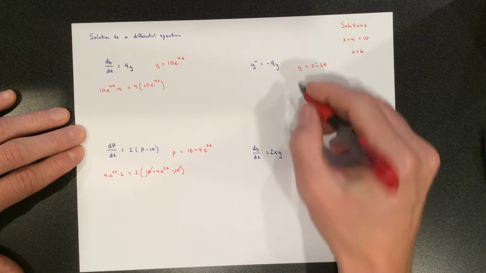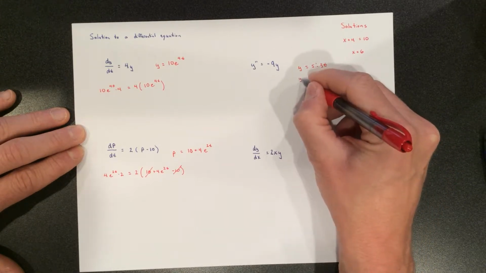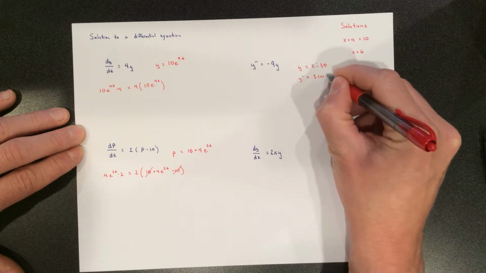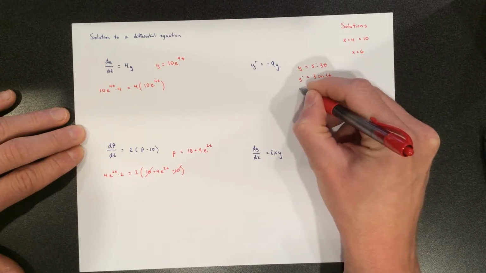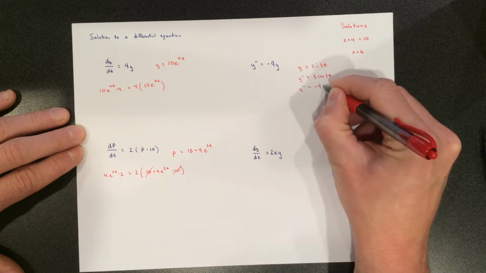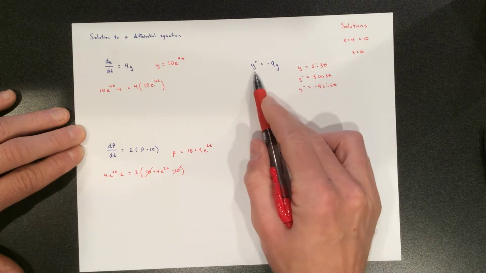So if you take two derivatives of a sine function, the first derivative, well, let's show our work. The first derivative, you're going to get 3 cosine of 3t. And then the second derivative is going to be negative 9 sine of 3t. And let's plug it into this and show that it works.